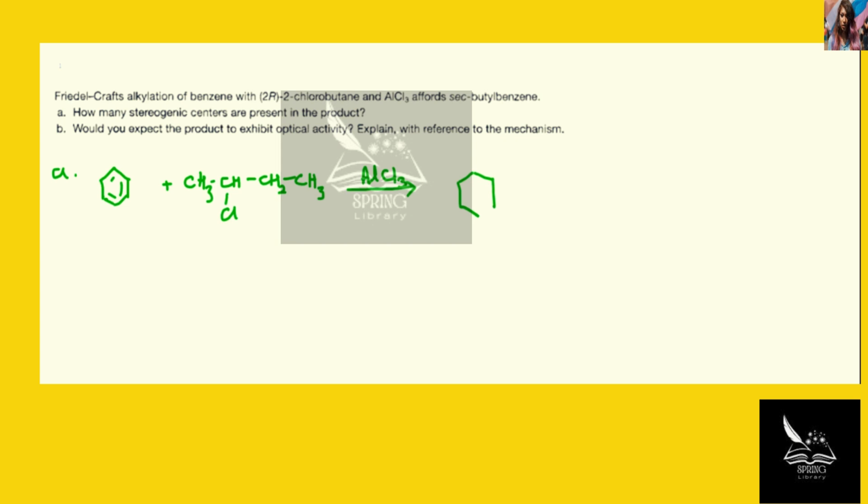So at the benzene ring, one hydrogen is replaced by CH, CH3, CH2, CH3. This is the product formed, and in this the question is: is there any stereogenic center in the product? So this carbon is a stereogenic center.